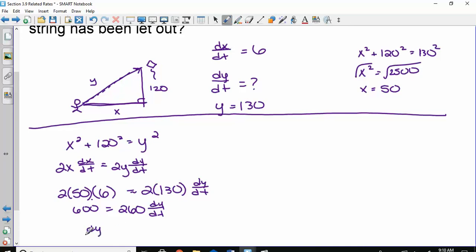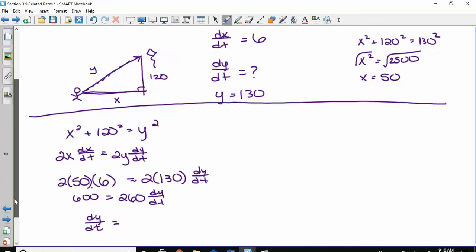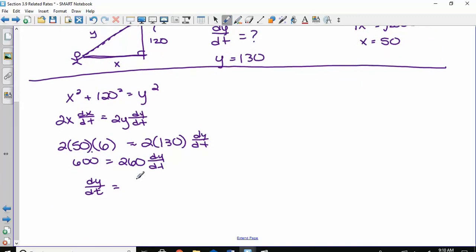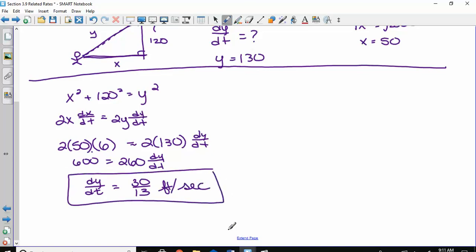This one does not come out perfectly, so we will just leave it as a fraction. So 30 over 13. I'd like to get in the habit of putting units on these. What would be the units on y? Feet. Per the minutes on t, or the units on t. So 30 over 13 feet per second.